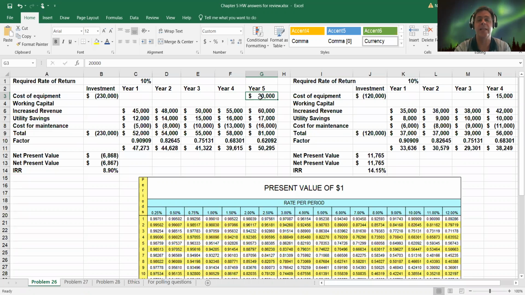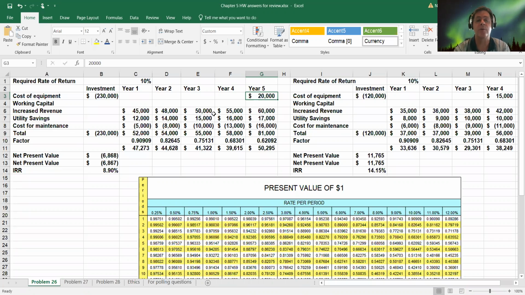Now, if you put that in negative, and I saw a couple as I reviewed some of the homework that had been turned in, all you need to do in your spreadsheet, hopefully, is change that to a positive, and you'll see that that makes quite a difference in this last year in terms of how much cash flow.